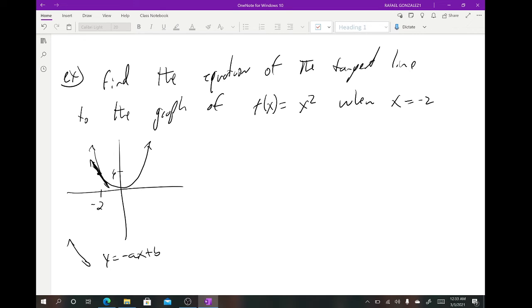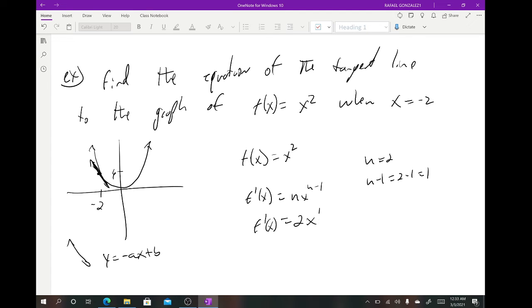So first of all, let's take the derivative. So let's take the derivative of f. So f of x is equal to x squared. What is f prime of x? F prime of x is going to be, well, n is 2, n minus 1 is going to be 2 minus 1, which is 1. So we're going to have n times x to the n minus 1, which means that f prime of x is going to be equal to 2x to the first. I'm not going to write to the first because it's redundant, but we have 2x.